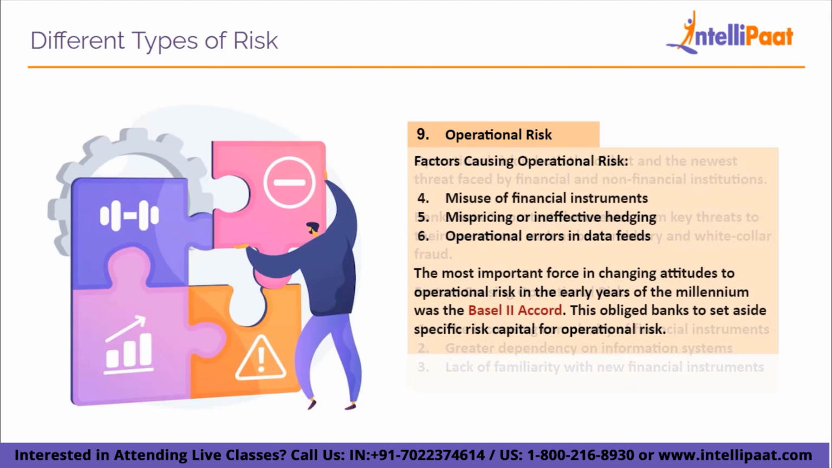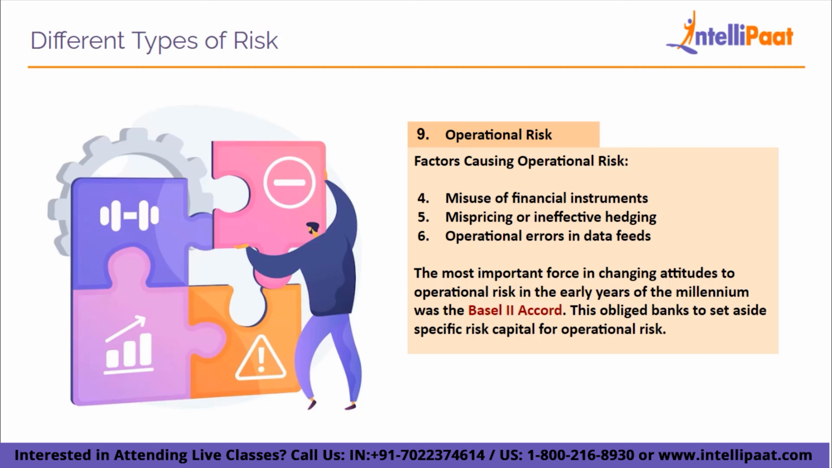Now, let us talk about a few more factors that can cause operational risk. The fourth factor is misuse of financial instruments. If financial tools are misused, it can lead to operational issues. It's like having tools that can be helpful if used correctly, but can cause problems if misused. Now, the fifth one is mispricing or ineffective hedging. Errors in pricing or hedging financial instruments contribute to operational risk, and it's like miscalculating the value or protection these tools provide.